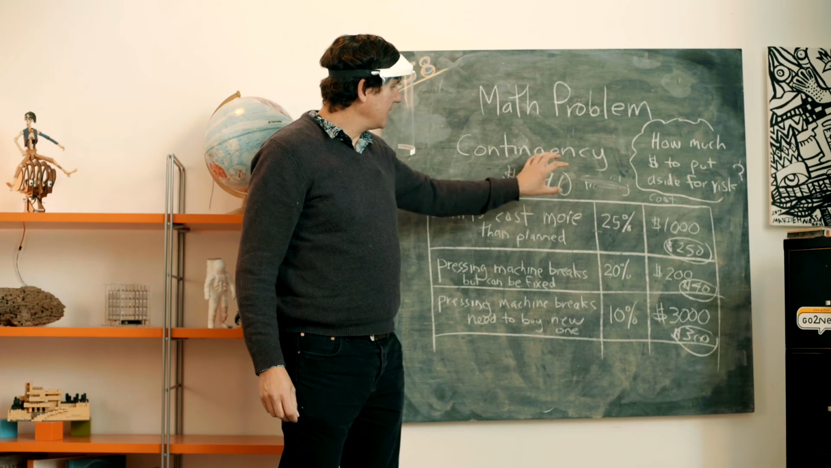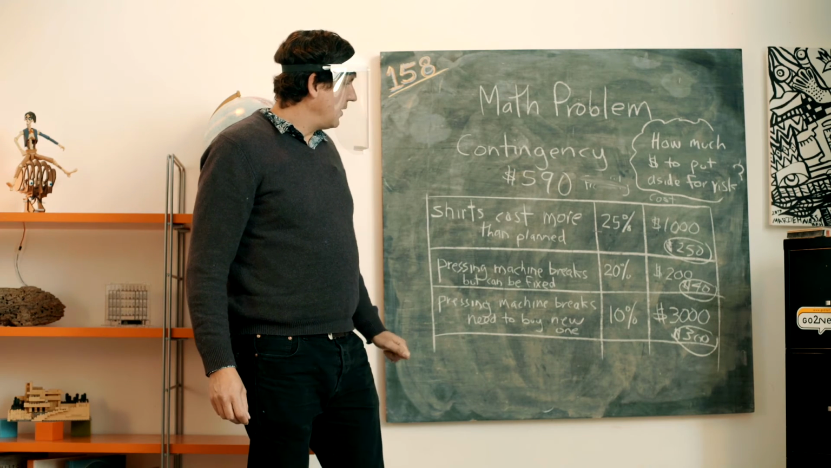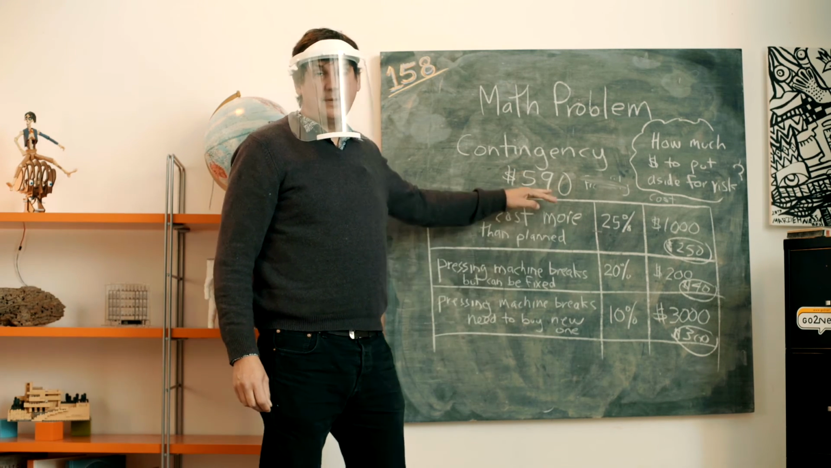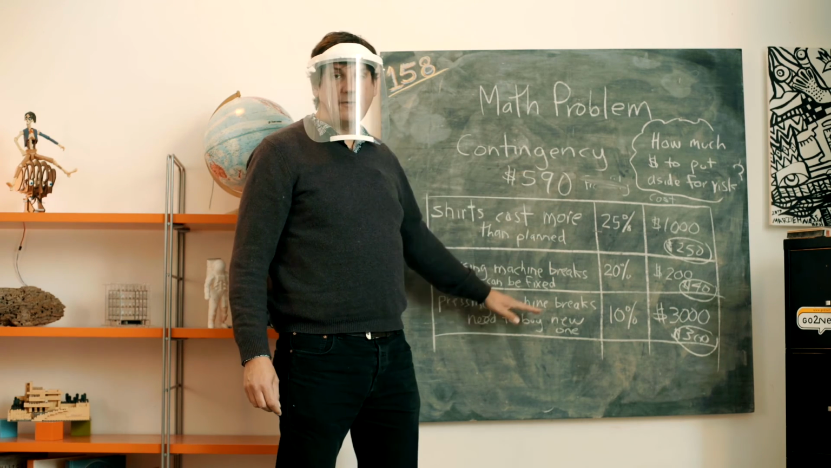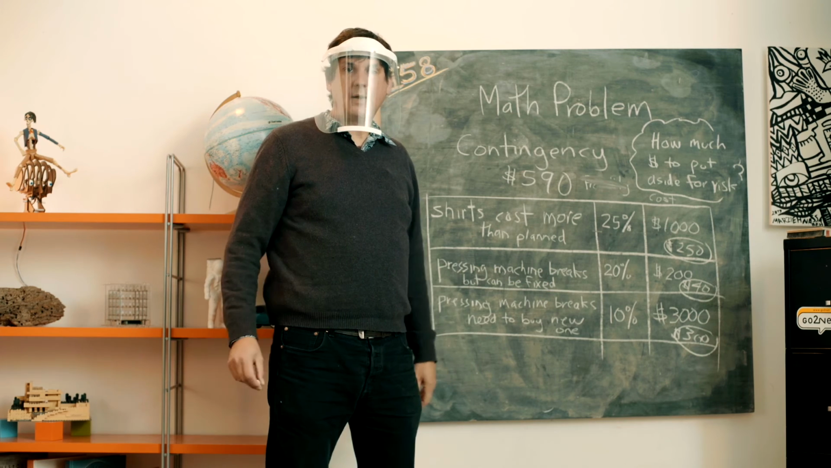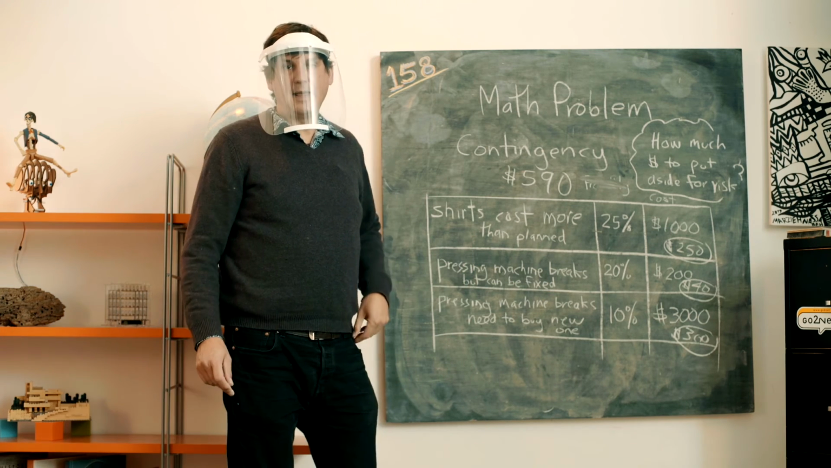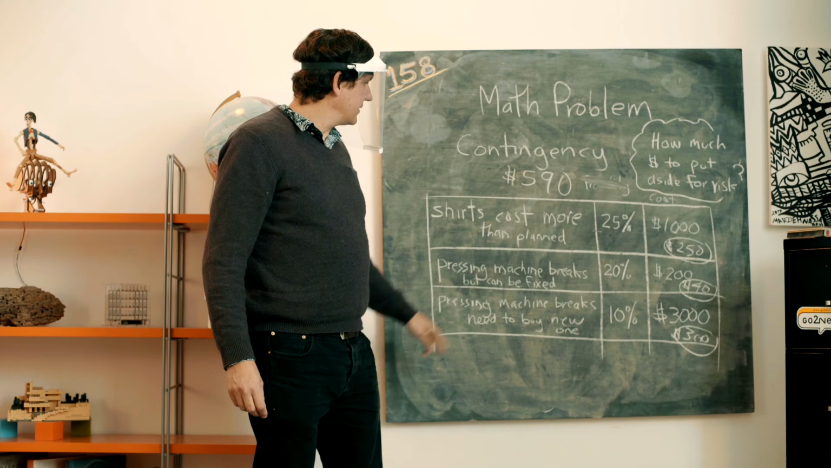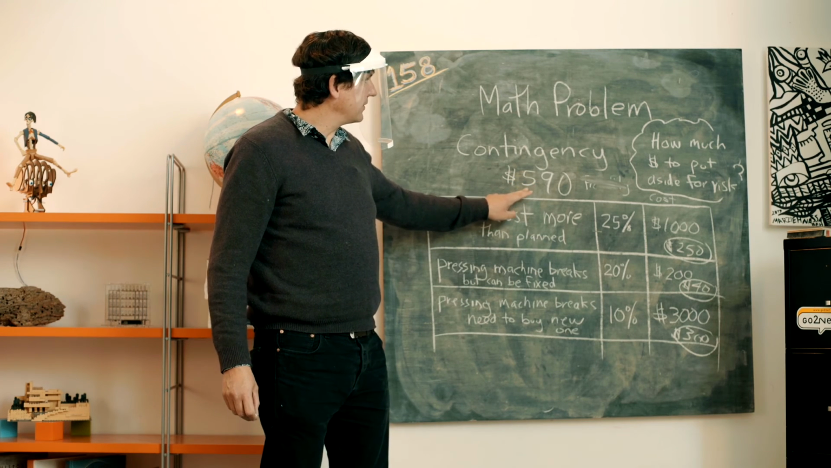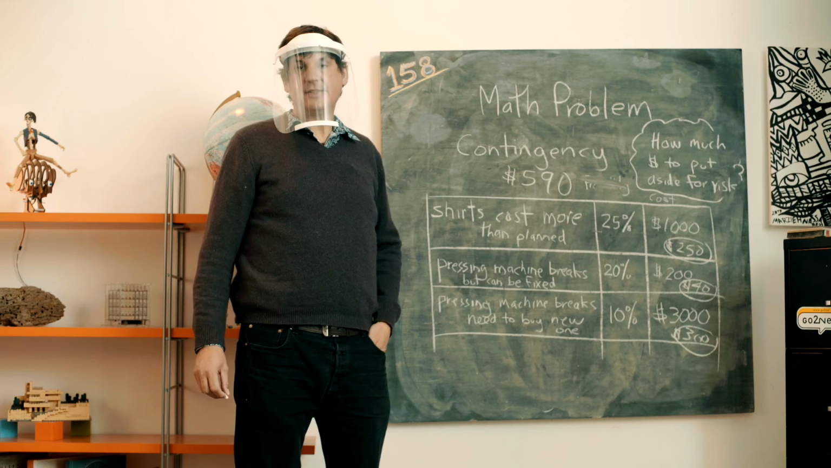You'll notice the amount that we save is not going to cover us if all of these things happen. It's really just an estimate using a weighted average to come up with a reasonable amount to save for unplanned risks that might happen to your business or your project. So the answer to this one is $590 is how much you should have for your contingency.